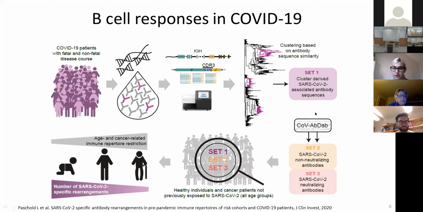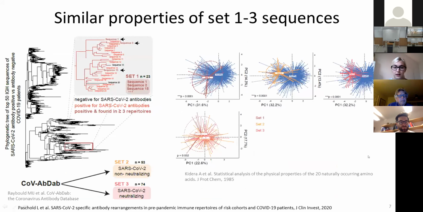We also used a set of validated sequences from the COVID antibody database, and from that we extracted 2 sets, one with non-neutralizing antibodies and one set with neutralizing antibodies. To explore protein similarity, we analyzed the Kidera factor profile of set 1 to 3 sequences, and these factors describe biophysical properties of amino acid sequences.